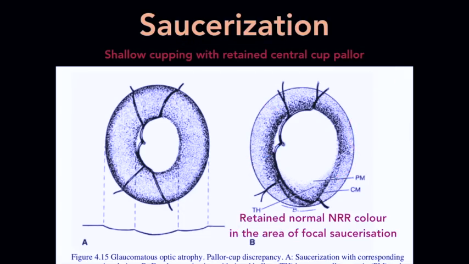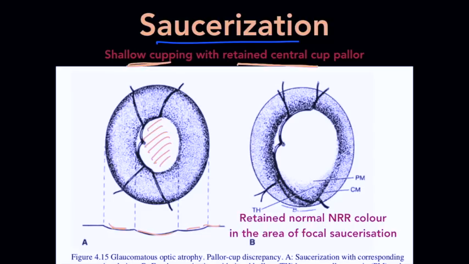Another important feature of neuroretinal rim is called saucerization, which happens in glaucoma. Saucerization is the term we use for a shallow cupping but with a retained central cup pallor. The central cup pallor is maintained. Central cup looks normal. This looks like healthy, but there's going to be a very shallow cupping, as we can see.